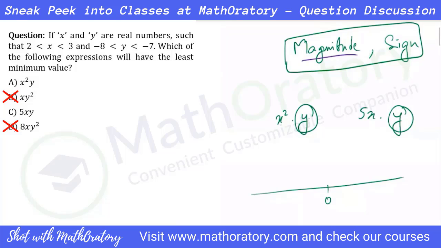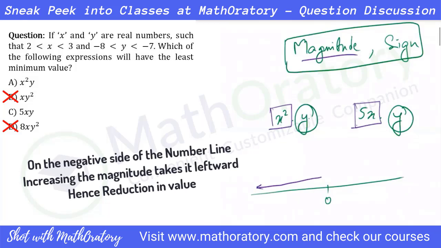But on the left hand side of 0, if we try to reduce the value, we will try to increase the magnitude, right? Because we are moving away from 0. You can also test with numbers: -5, -3, -5 is smaller. So we are looking to minimize the value here as low as possible. Out of x square and 5x, what should we be looking for? A higher magnitude or lower magnitude? We are looking for a higher magnitude, right? Because the higher the magnitude, the lower the value will become, because y is anyhow making it negative.